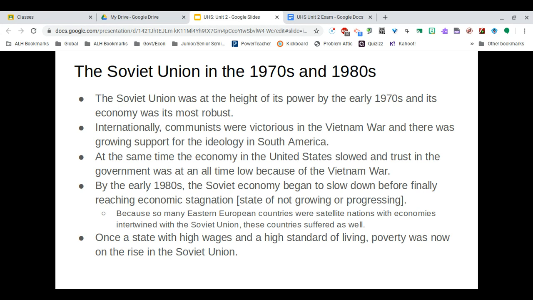But in the 1980s, the Soviet economy began to slow down. They entered economic stagnation, which means they're not growing, they're not progressing, they're just stagnant. And people start to realize the Soviet Union really isn't as powerful as they once thought. Eastern European countries, who are all these satellite nations, start to suffer because they're relying on the success of the Soviet Union. Now you see a high rise of poverty in the Soviet Union. So in the 1980s, as the Soviet Union stagnates and poverty rises, the United States goes back into a more successful economy. We have Reagan take over in 1979, and with his policies, you start to see a growth in the American economy.